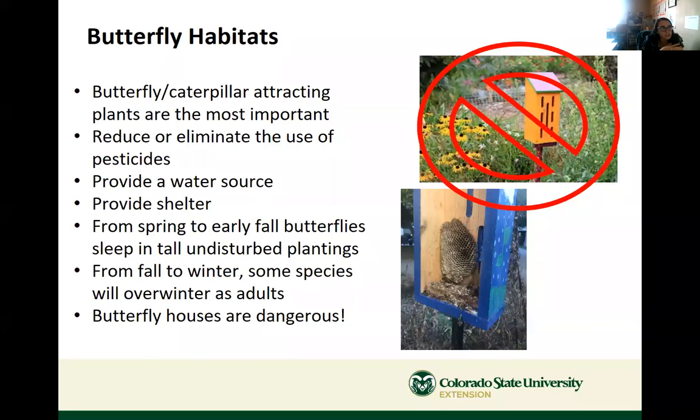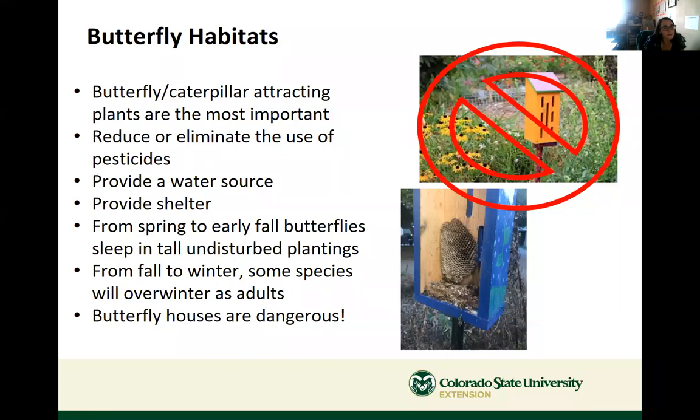Some species do overwinter as adults, and that was the thinking behind butterfly houses. A lot of people will put these butterfly houses in their landscapes to give the overwintering adults a place to overwinter. Okay, so the entomologist from CSU, Dr. Cranshaw, sent out an email a while back saying not only are they not really helpful, like the butterflies don't really use them to overwinter, but they're actually harmful to the butterflies.